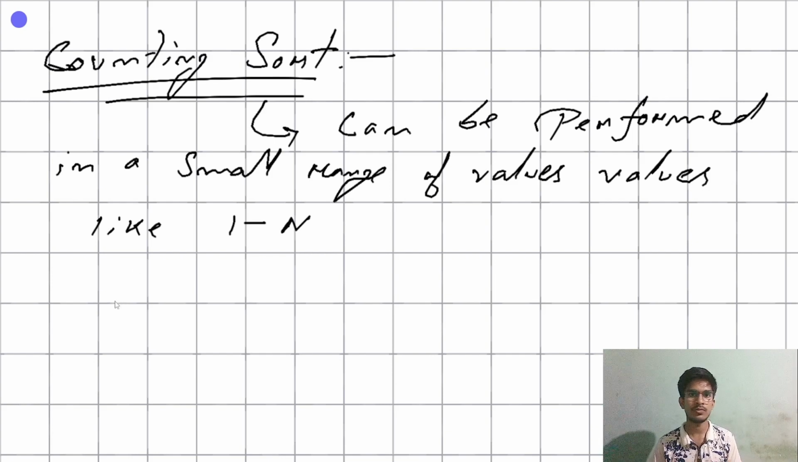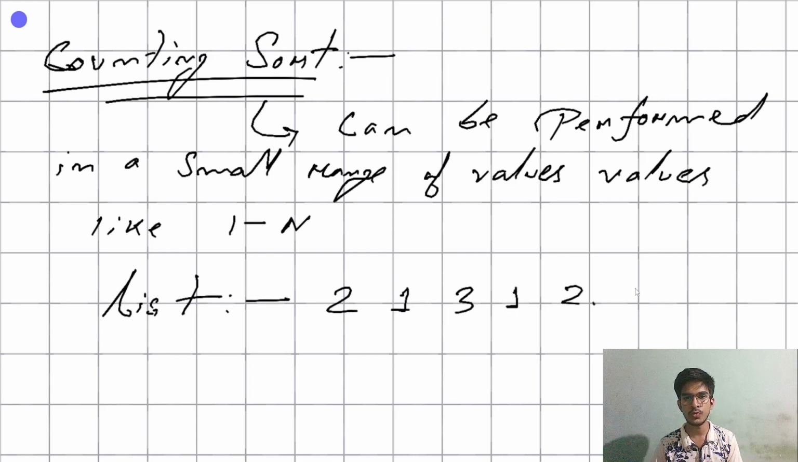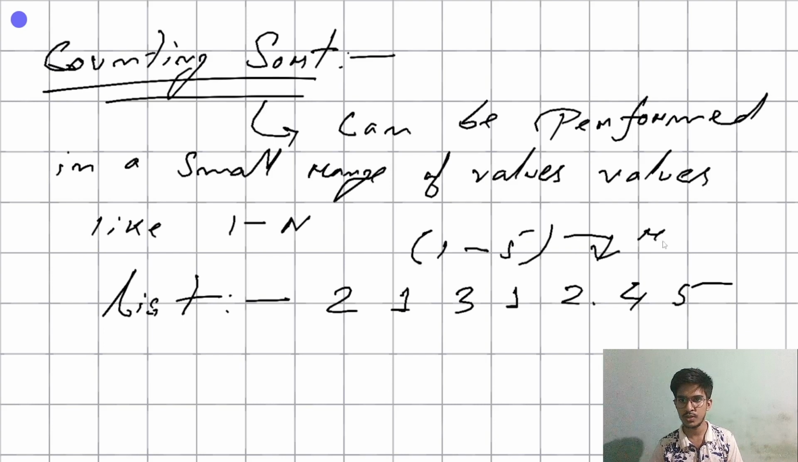Let me explain how counting sort works. We have a list: 2 1 3 1 2 4 and 5. Suppose we have a list of numbers from 1 to 5. The range is 1 to 5. This is the range for this list, and suppose it has n elements.